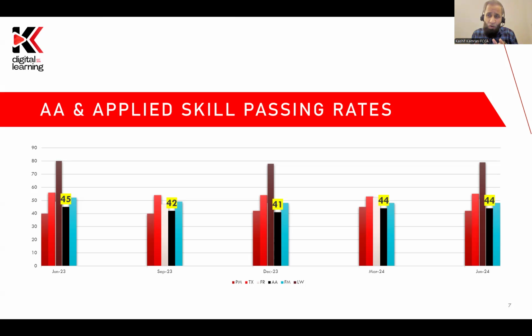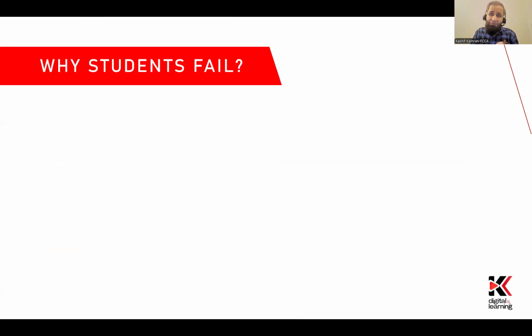Now let's investigate the causes of AA having the lowest pass rates among all the applied skill papers, and how we can overcome these causes, because overcoming these causes is covered in my syllabus, which you will be going through on the learning management system. Why do students fail the AA paper? I investigated the March-June 24 examiner report, which is a crucial document that tells us the reasons why students fail the AA paper. And this is the summary which I identified from that document.